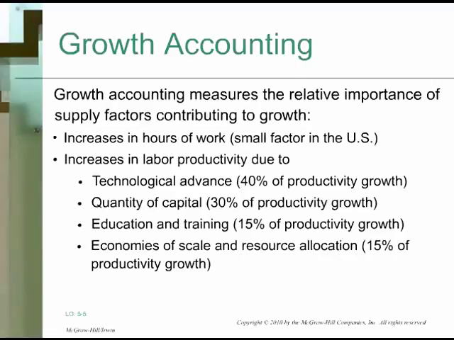Growth accounting measures the relative importance of supply factors contributing to growth. Two main factors can be identified: increases in hours of work, which is a small factor in the U.S., and increases in labor productivity. Labor productivity may increase due to technological advance, which contributes 40% to productivity growth in the U.S., quantity of capital, 30% of productivity growth, education and training, 15% of productivity growth, and economies of scale and resource allocation, 15% of productivity growth.